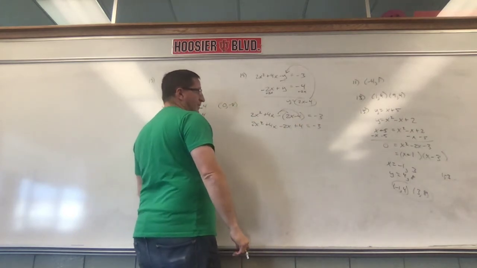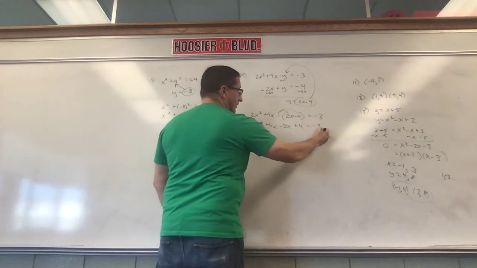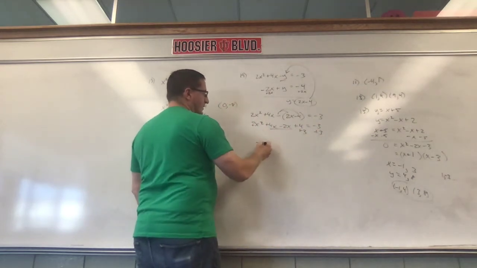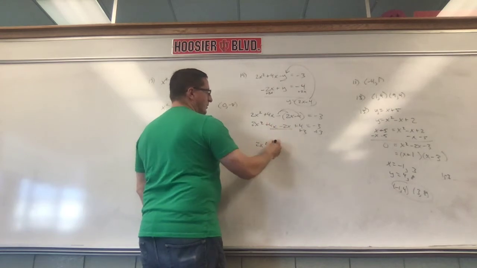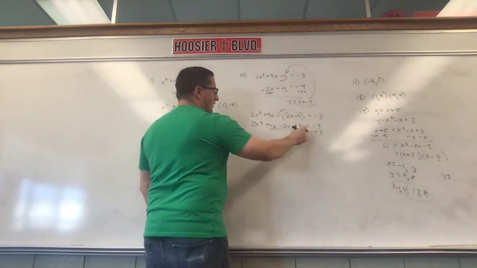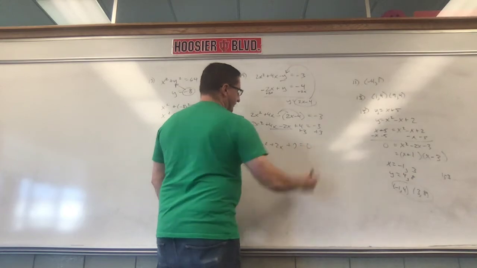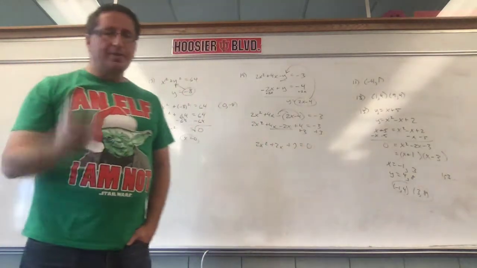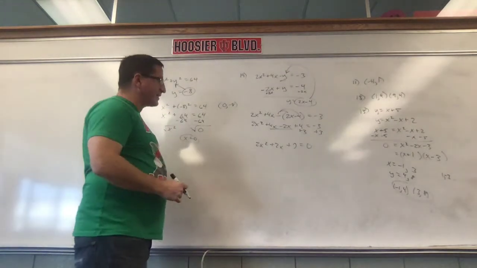Okay, we're going to do a couple of things here. It's a quadratic, so it's got to equal 0. I'm also going to put these like terms together. So if I do that, I have 2x squared, 4 minus 2 is 2x, 4 and 3 is 7, equals 0. Okay, so this one, we could try to factor this one.